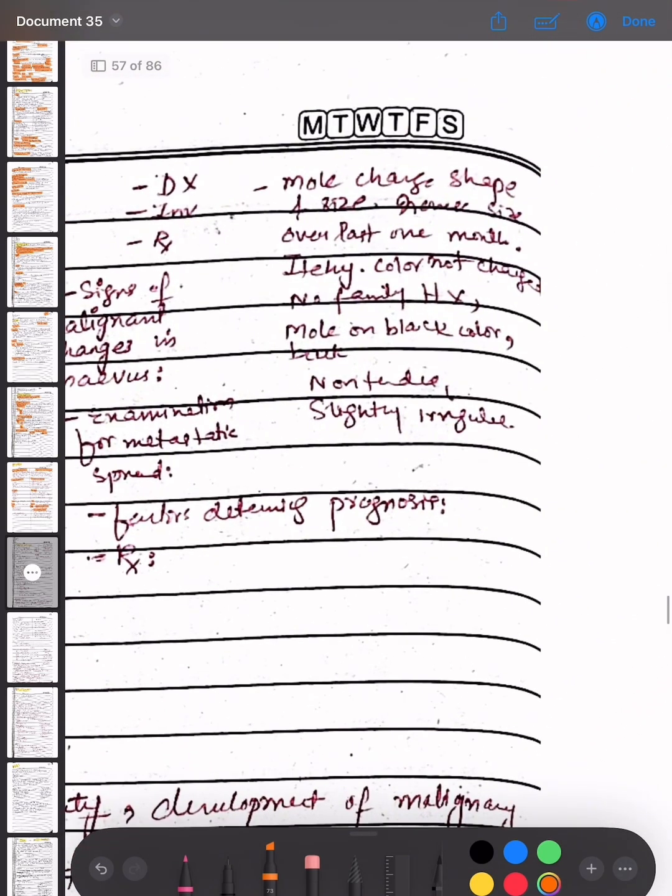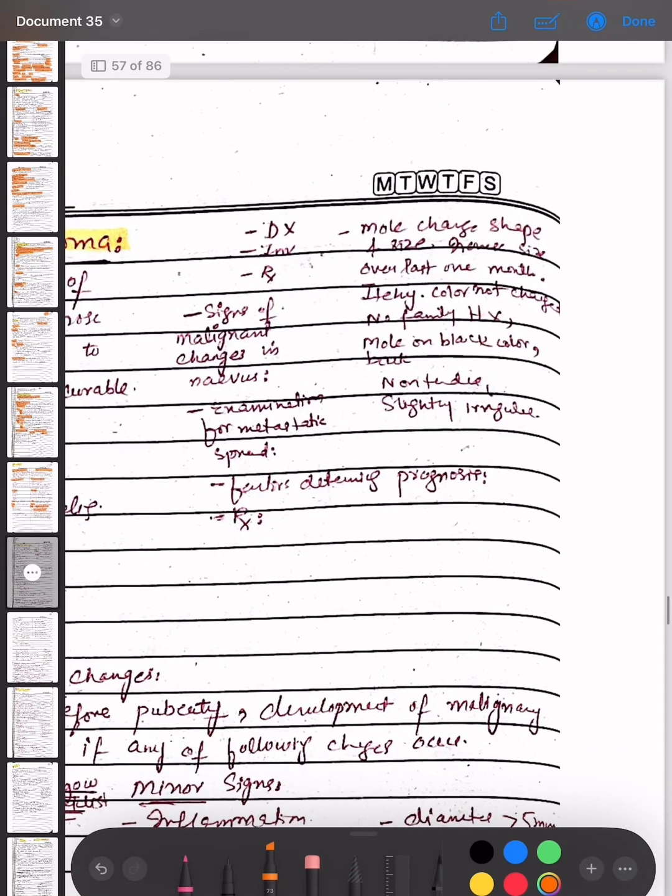Okay, in this case we have a mole that has changed shape and size, increased in size over the last 1 month. It is itchy, color not changed, no family history, a black mole on the back, and it is non-tender and slightly irregular. This is the scenario for the case of malignant melanoma. And these are the questions that are asked: what are the diagnosis, investigations, and treatment?